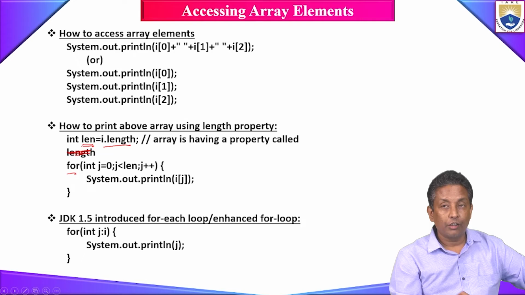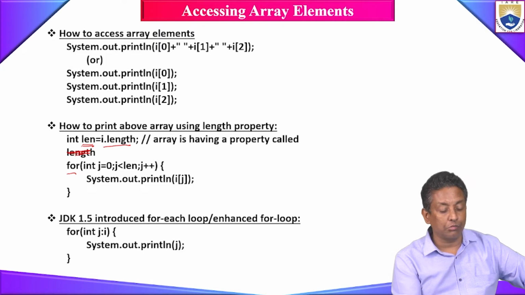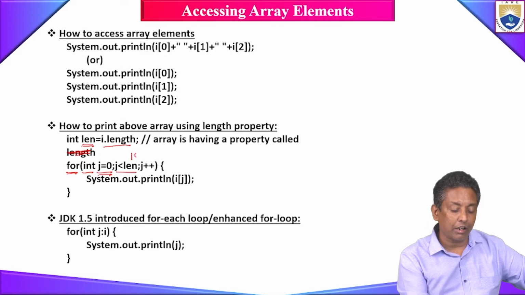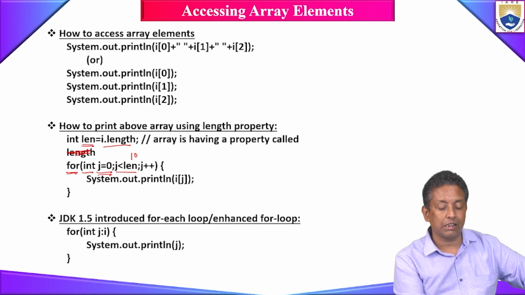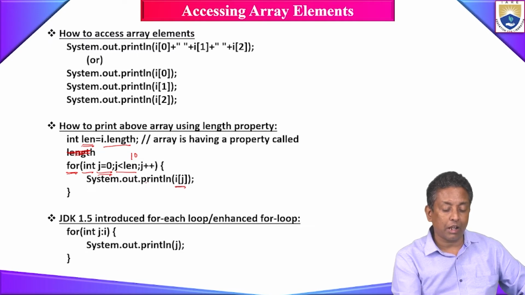After that, what do you do? You write one for loop. The array index starts from 0 up to what? Up to length minus 1. So you write for int j is equal to 0, because the array index starts from 0. J is less than length. J is less than length means, suppose the array size is 10, it will return 10. So j is equal to 0, j is less than 10, which means the loop will iterate up to index 9, j plus plus. And here I am writing I of j. So first time I of j is I of 0, next I of 1, next I of 2, next I of 3, and so on until it goes up to 9.